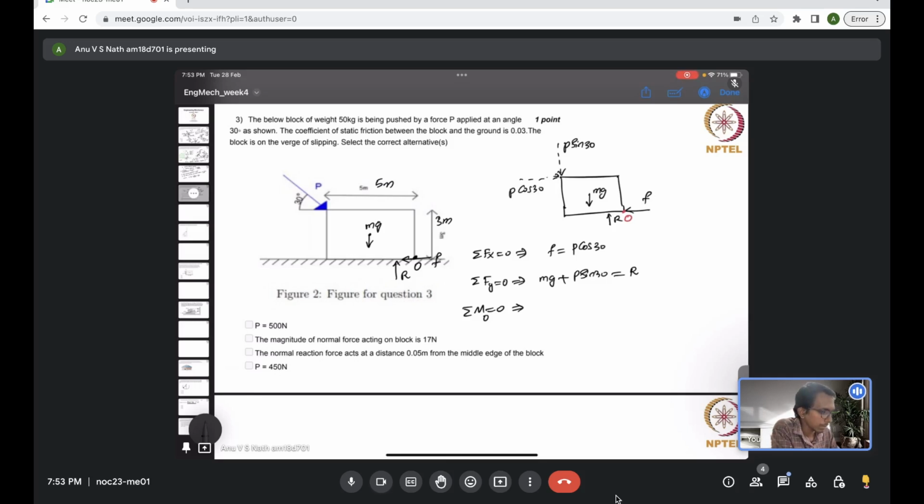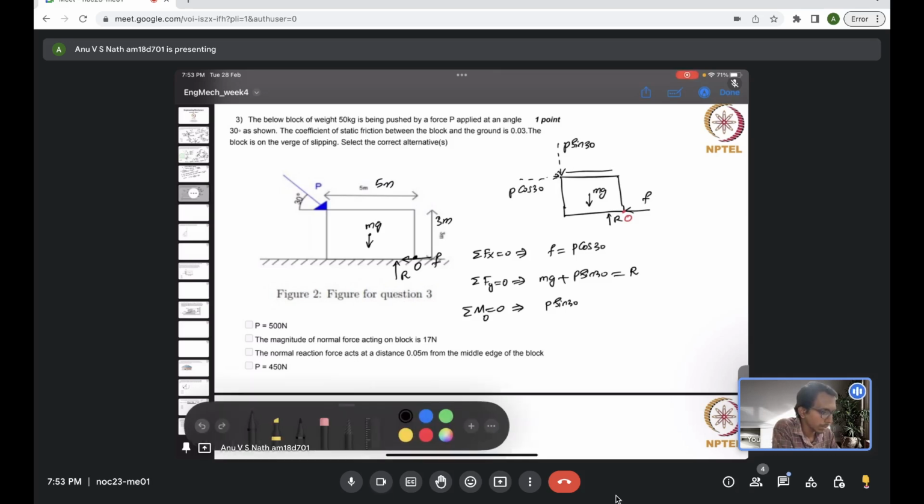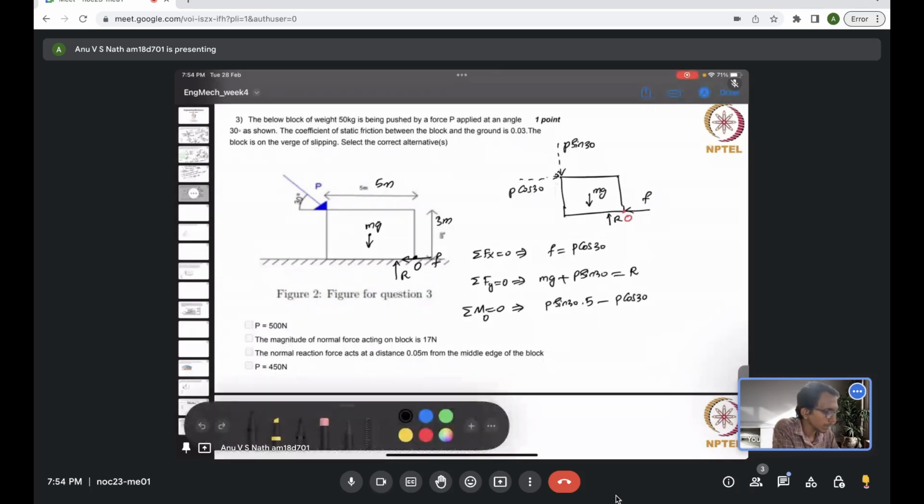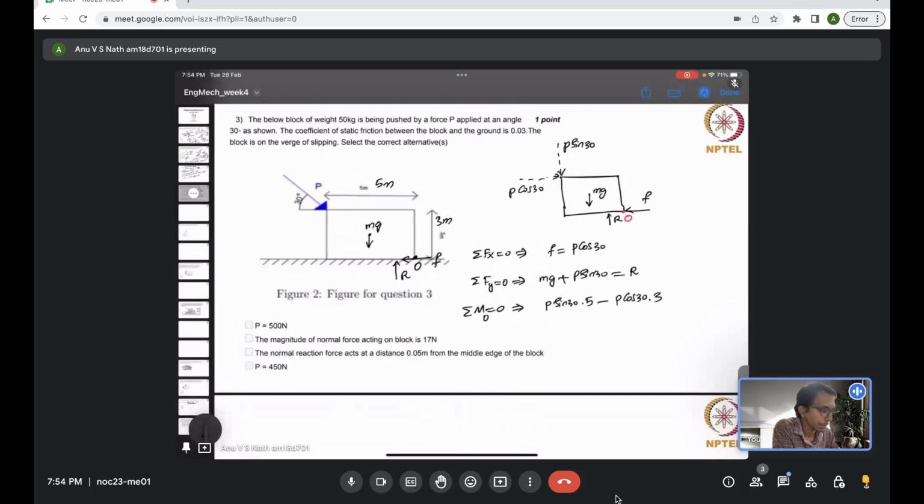Now, about the point O, P sin 30 is creating an anti-clockwise moment. The moment arm is this distance, which is basically 5 meter. So I will use P sin 30 times 5. This is creating a counterclockwise moment. Now P cos 30 is creating a clockwise moment, so that will be minus P cos 30 times the moment arm, which is this distance, 3 meter.